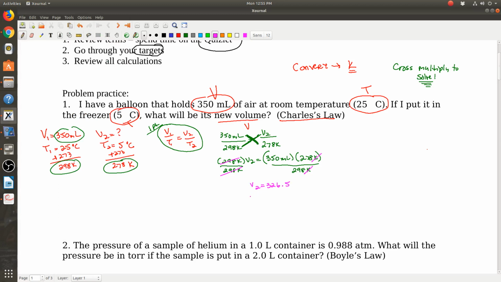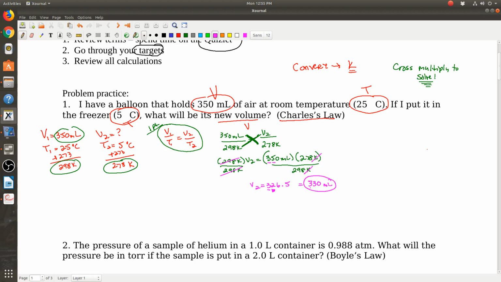I put more significant figures there than I need. So I need to figure out how many significant figures. Well, remember, you count the significant figures when you're multiplying and dividing, and you use the smallest number. So this only has 2 sig figs, so my answer can only have 2. So I've got to round to this spot. So that rounds to 330, and the unit is milliliters, and that's the answer to the first question.